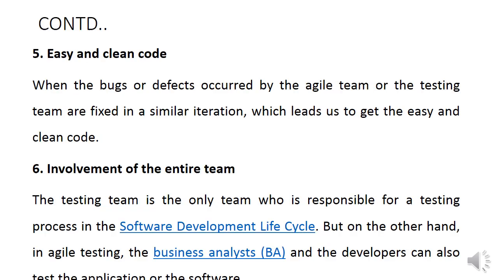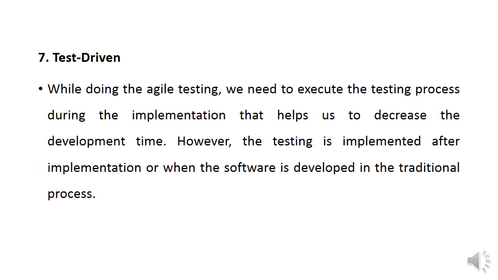Easy and clean code: when the bugs or defects found by the Agile team or the testing team are fixed in the same iteration, this leads us to get easy and clean code. Involvement of the entire development team. As you all know, SDLC, since you are computer science students, the business analyst and developer test the application of the software.